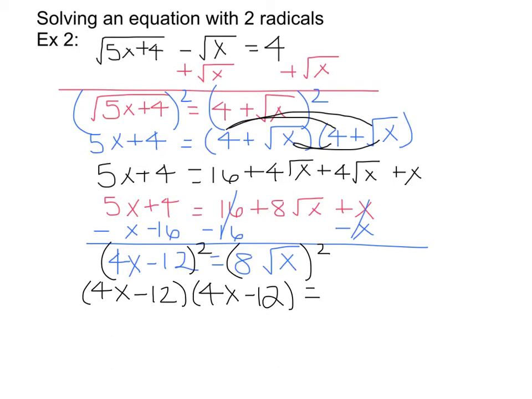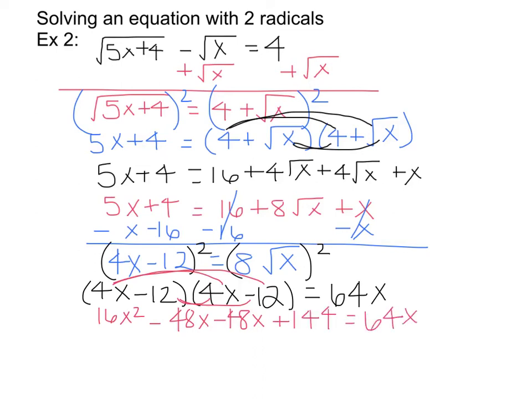8 times 8 gives me 64. Square root x times square root x gives me x. All right, let's work on the left-hand side now. So 4x times 4x gives me 16x squared. And then 4x times 12 gives me minus 48x. Then negative 12 times 4x gives me the exact same thing, negative 48x. And then negative 12 times negative 12 gives me 144.